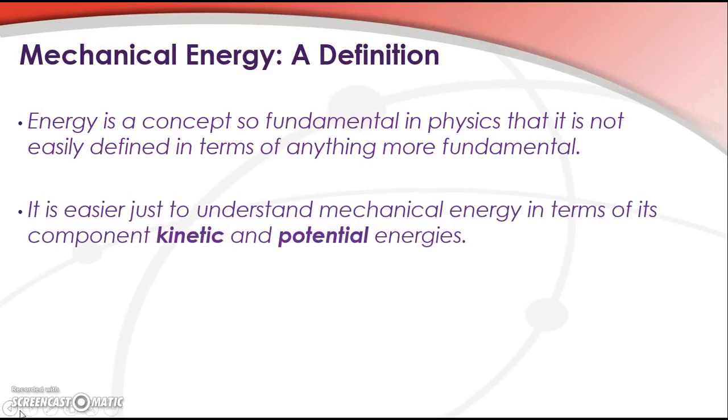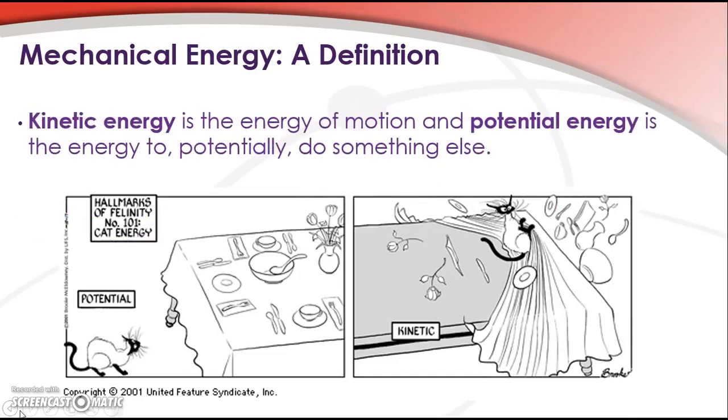So we're going to consider kinetic and potential energies of an object and hope to understand mechanical energy in that context. Okay, so kinetic energy, we all have a pretty good feel for that. Kinetic energy is the energy associated with motion. If something is moving, it has kinetic energy. If it's moving fast, it has more kinetic energy. Potential energy, on the other hand, is energy we associate with something that could be used to do something else. And we'll be talking more about potential energy this week.